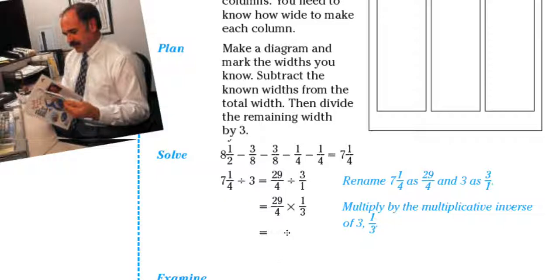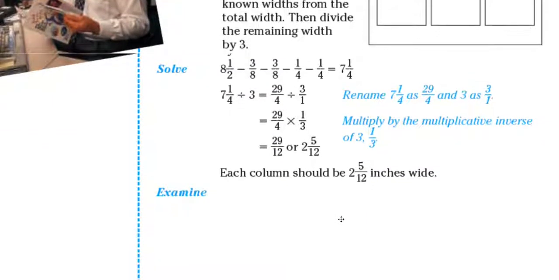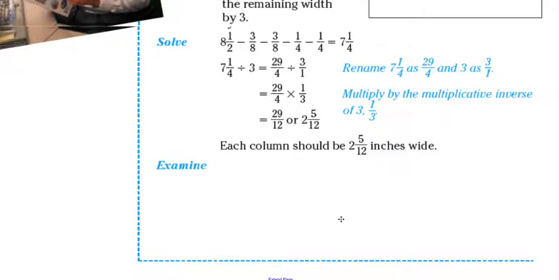So multiply it straight, multiply the numerators and denominators straight, you end up with 29/12, and make 29/12 as a mixed number. That would be 2 and 5/12. So each column should be 2 and 5/12 inches wide.